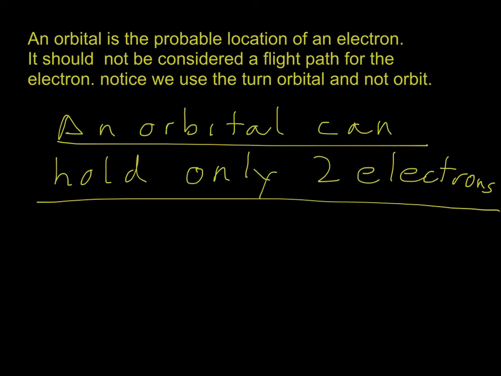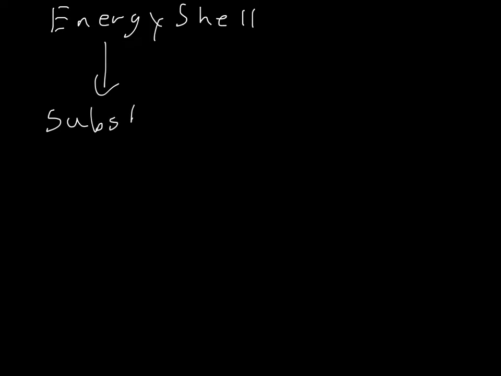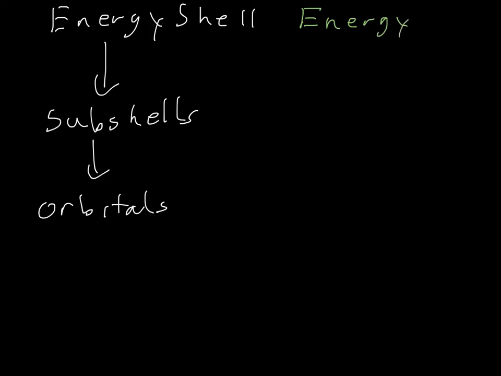All right, so let's go back to our big picture now. We said that we've had energy shells, and that we're dividing these energy shells into subshells. And these subshells are divided into orbitals. Now, our energy level tells us the energy of the electron. And the energy of the electron is related to the electron's distance from the nucleus.